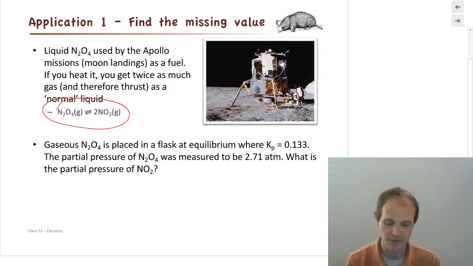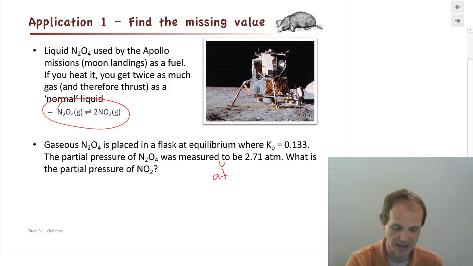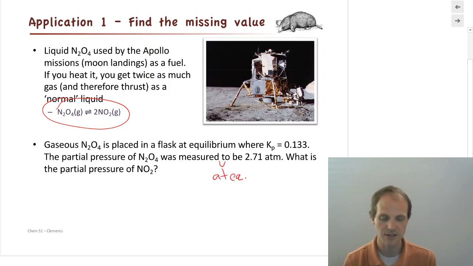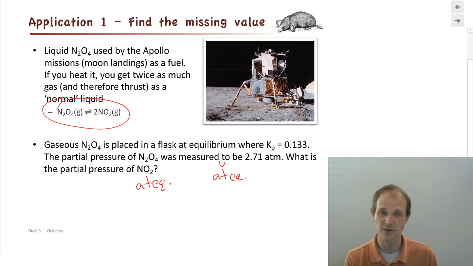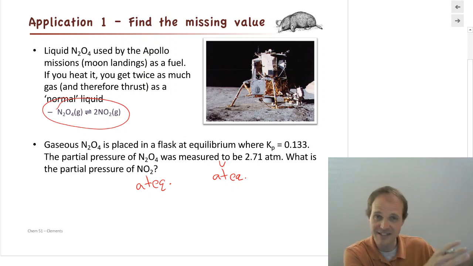So gaseous N2O4 is placed into a flask. The equilibrium constant Kp there is 0.133. The partial pressure of N2O4 was measured, and I'm going to put in the words here, at equilibrium, to be 2.71 atmospheres. What's the partial pressure of NO2 at equilibrium? So you put it into a flask, you let it sit there long enough, and right, how long is long enough? Well, that's the domain of kinetics. We're just saying we're going to take long enough, but we're not going to say how long that's going to take.